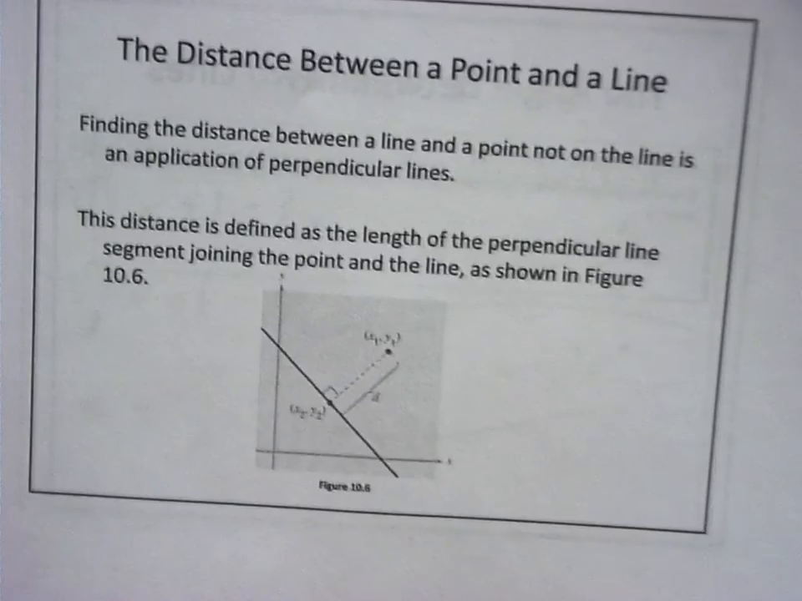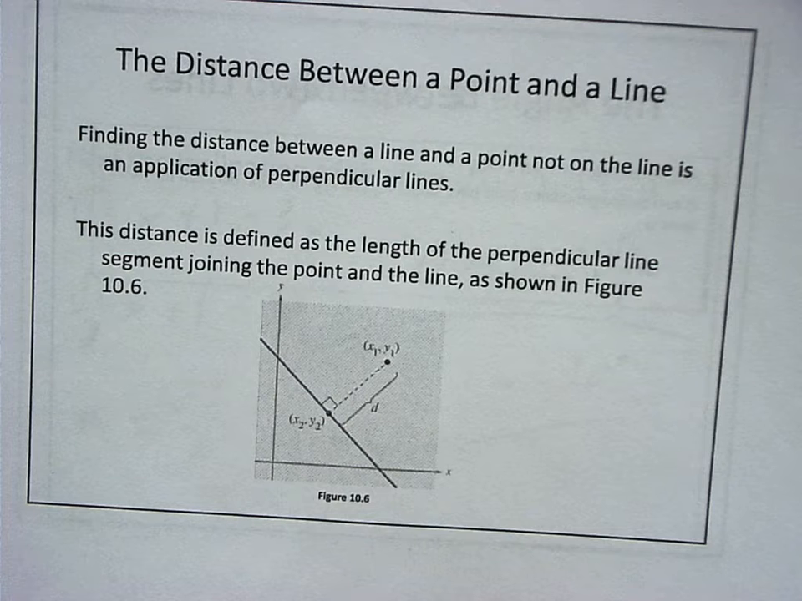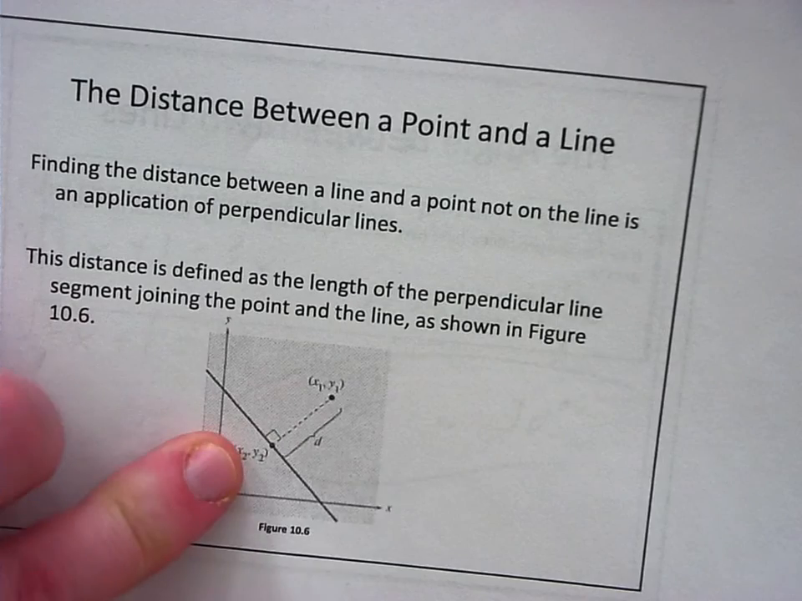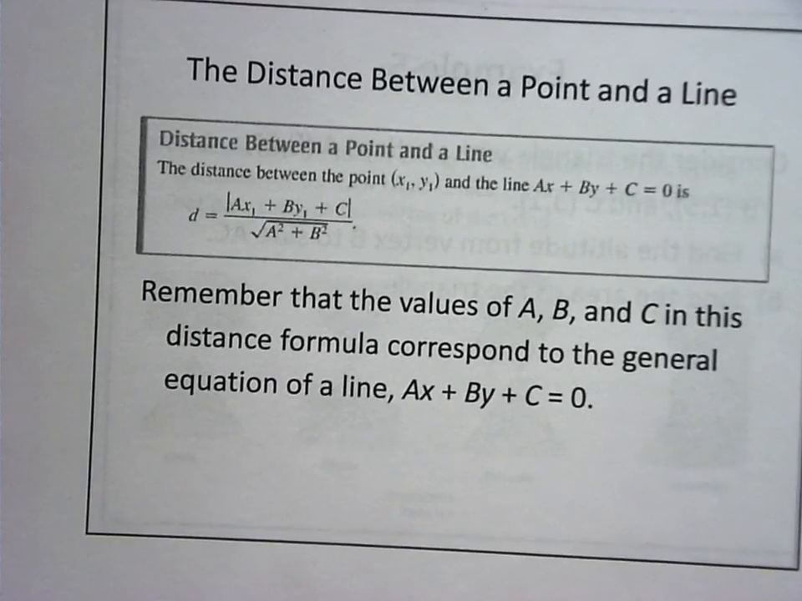Okay? The distance between a point and a line. This is probably the most useful aspect, or the one that comes up the most often out of this section. Finding the distance between a line and a point, the idea is that the distance will always be on the perpendicular. If you draw a line, it'll always be perpendicular to the other line. So what I can do for that is this formula.